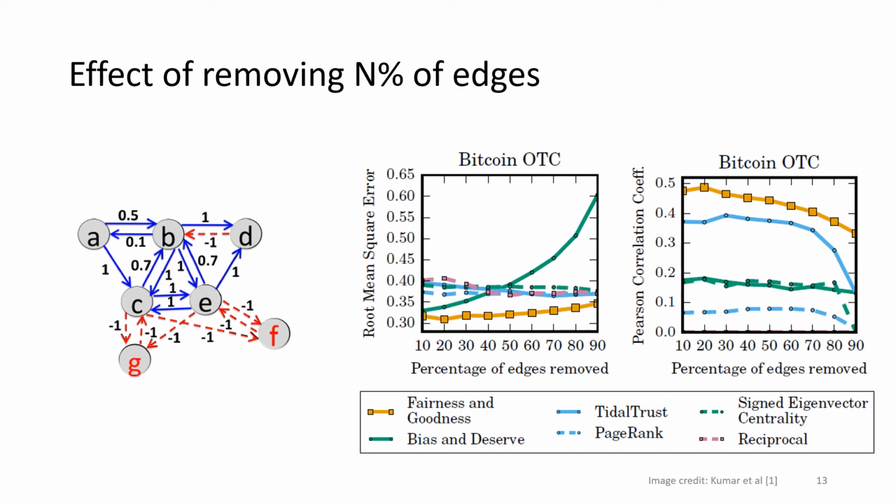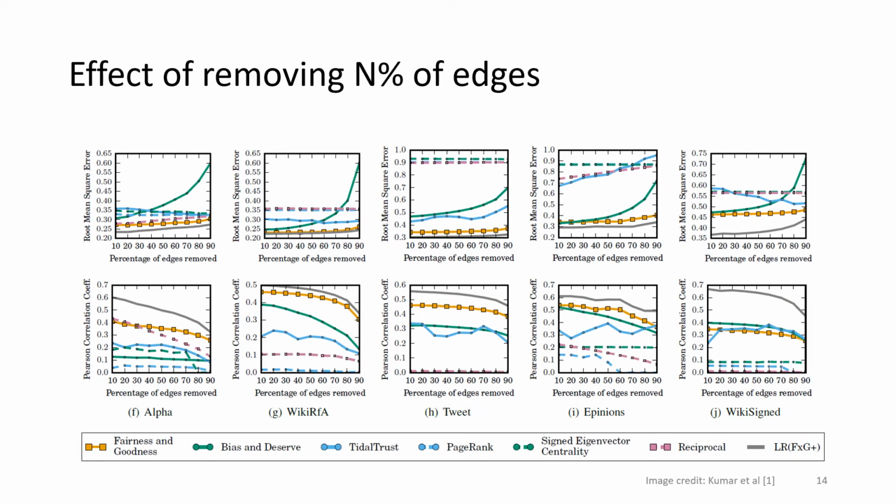We can see that the root mean square has the least value and the PCC has the highest value, which is actually the recommended value. PCC is meant to be higher, while root mean square is meant to be least for the algorithm to be considered as accurate. So in this case, the fairness goodness algorithm is quite robust and accurate, as seen in this graph. For the other data sets, we can see that it's the same across board.